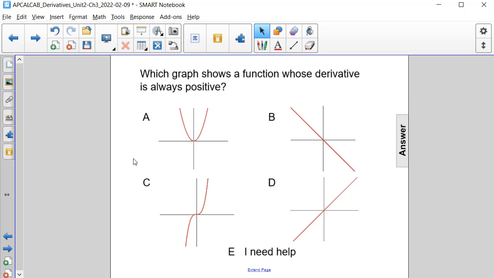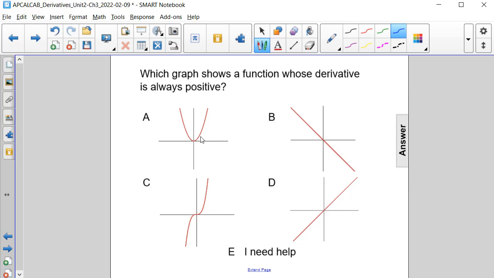Which graph shows a function whose derivative is always positive? Well, let's actually try to figure that out. We can approach this both algebraically and graphically. Let's first start out with the algebraic approach.